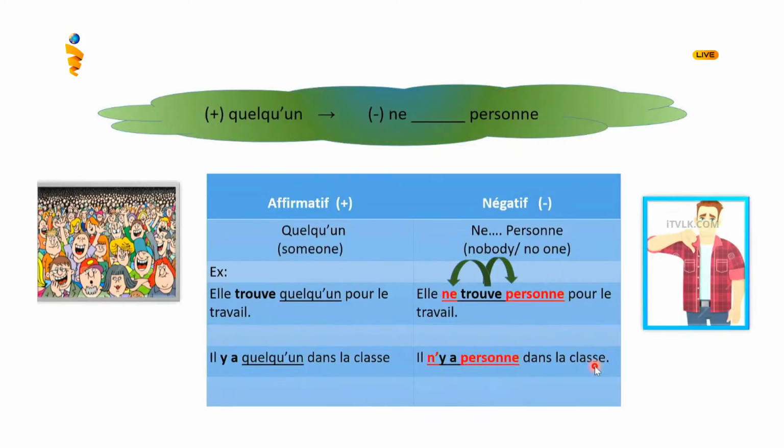We'll go to our other form, that is ne rien, nothing. Okay, so the positive form for that is something. Your positive form sentence should be with quelque chose, something. Then the negation can be ne rien. You see an example.